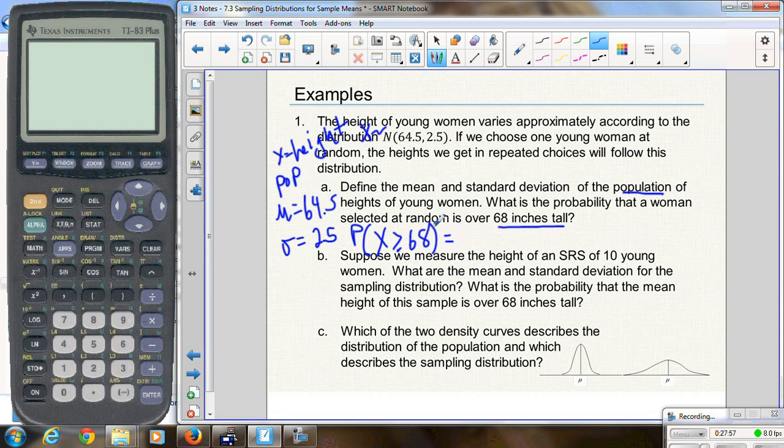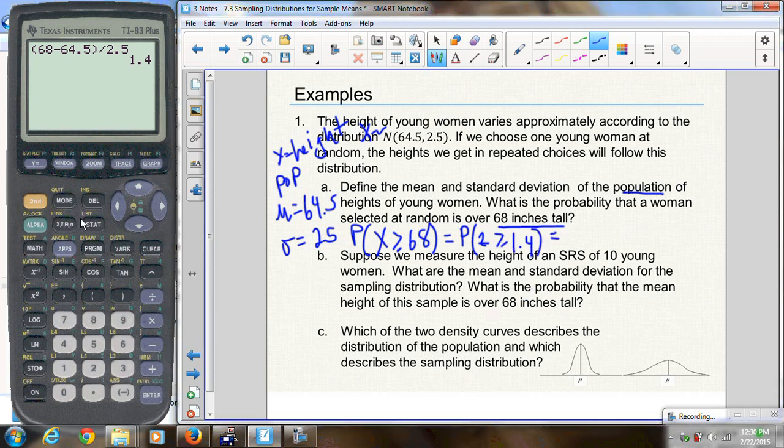Now, on the AP exam, you are required to change this to a Z-score. And so let's just go ahead and do that, even though it's annoying. I did double check with some other teachers that have actually been through the AP grading process, and you will lose points if you don't change to a Z-score. So let's just review how to do that. We take our original observation, 68, and we subtract the mean, 64.5, and then we divide by the standard deviation, 2.5. And that gives us our Z-score, which is 1.4. So I'm going to say Z is now greater than or equal to 1.4.